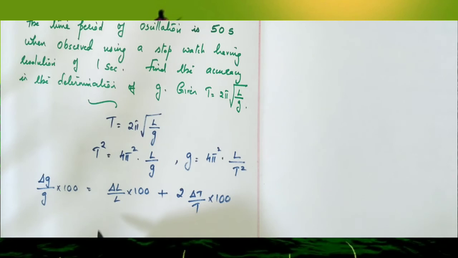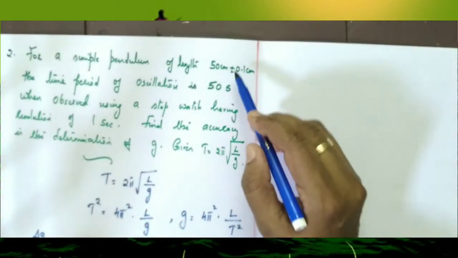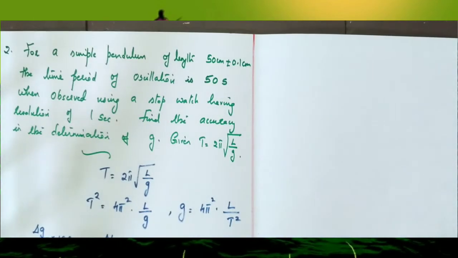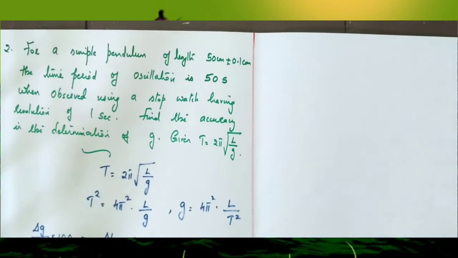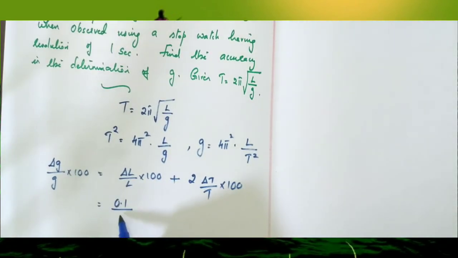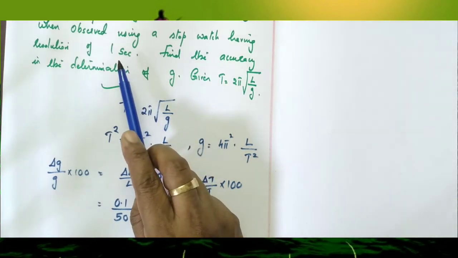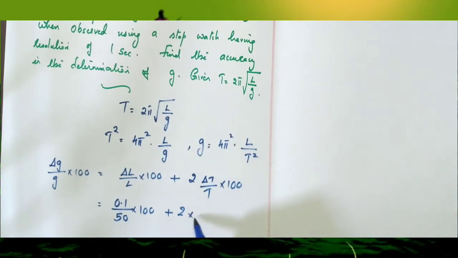Okay, is equal to, what is delta L? Delta L, in the question itself it is given, delta L is 0.1 centimeter because the original length is 50 centimeter plus or minus 0.1. So delta L is directly 0.1 divided by what is the length? 50. Clear? Into 100, plus 2 into what is delta T? Here the resolution of the stopwatch is 1 second. So delta T, that is 1. That is actually the least count error. Least count error in the stopwatch is 1 second. So delta T is equal to 1 second.